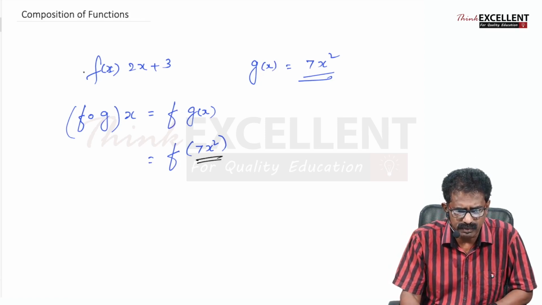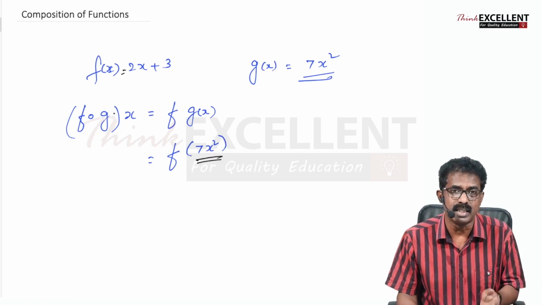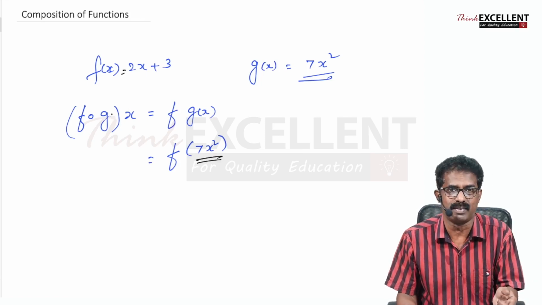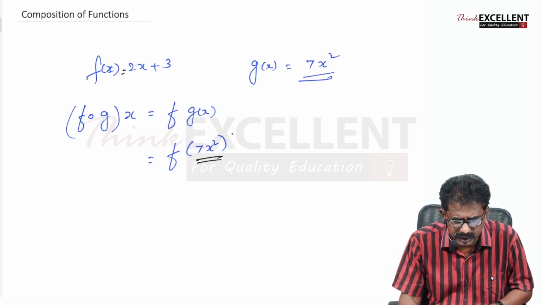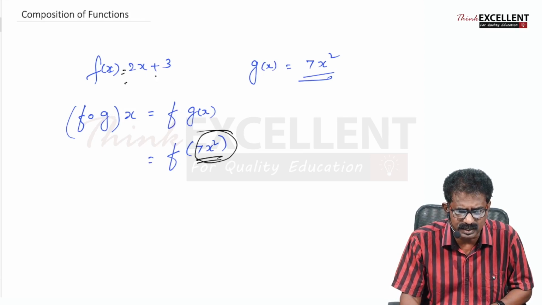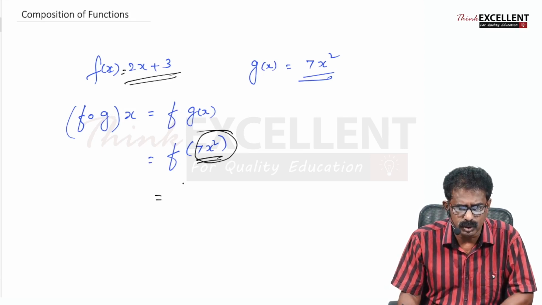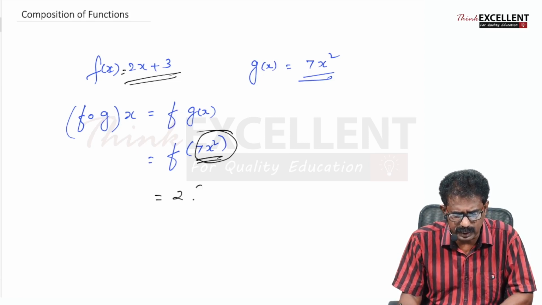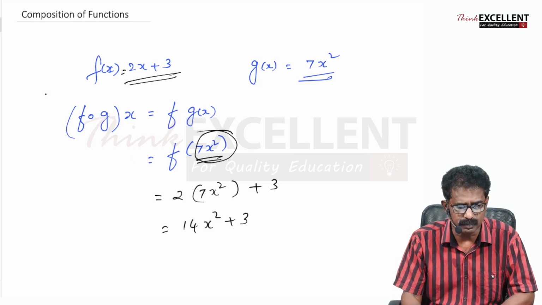You know what f(x) is. You know how to find f(7). If they ask f(7), in f(x), wherever x comes, you put 7. f(k) means for x you put k. That's all. Here we want f of something, so in f(x), wherever x comes, you put this something. What is f(x)? 2x + 3. Instead of x, you substitute this value, 7x². So your answer is 7 twos are 14x² + 3. This is f composition g.